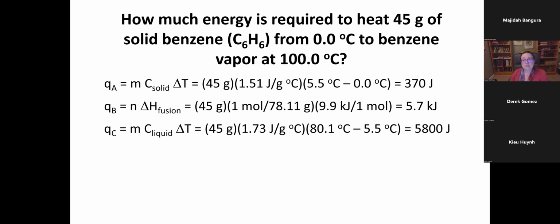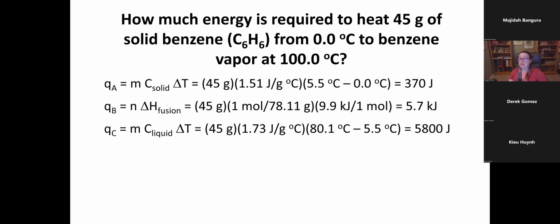All right, and then the temperature change was a tricky one, right? It's only a liquid between 5.5 degrees Celsius and 80.1 degrees Celsius. Any more or less than that, and it's either a gas or a solid. Right, so the liquid goes through the whole temperature change from just melted up to not quite boiled, 80.1 degrees minus 5.5 degrees. Okay, so that took quite a bit of energy, 5,800 joules.